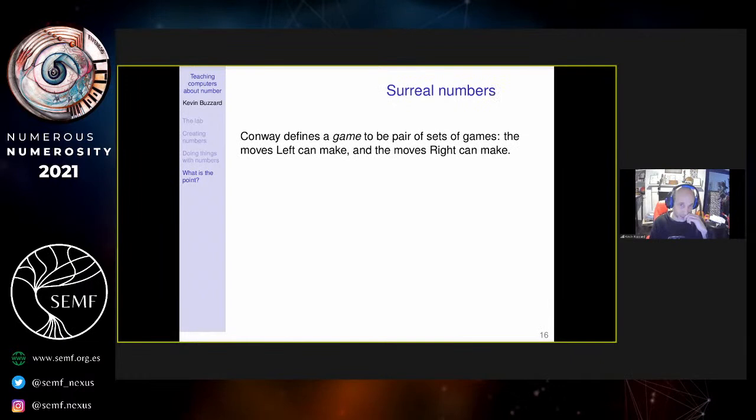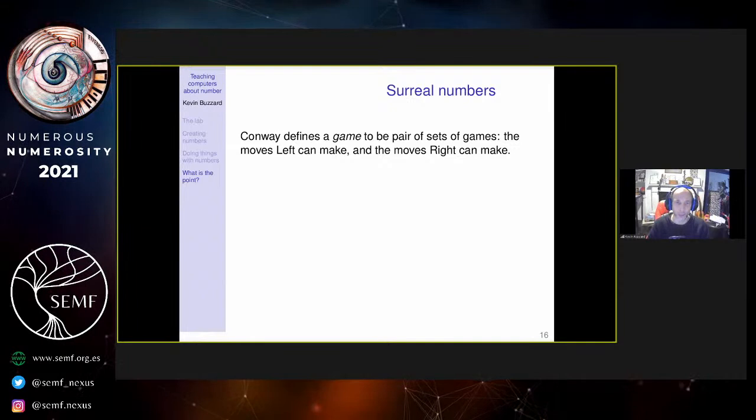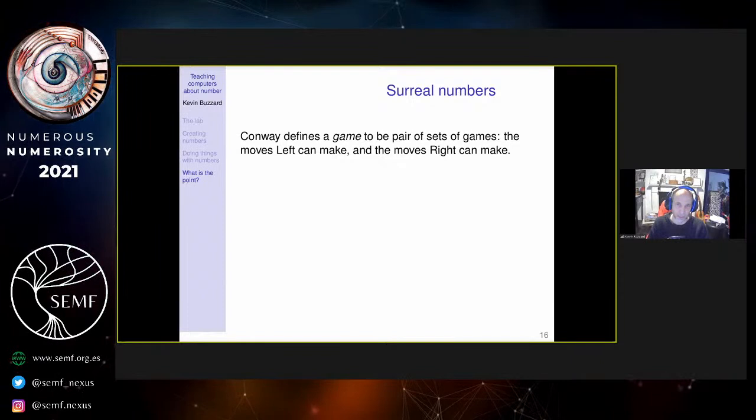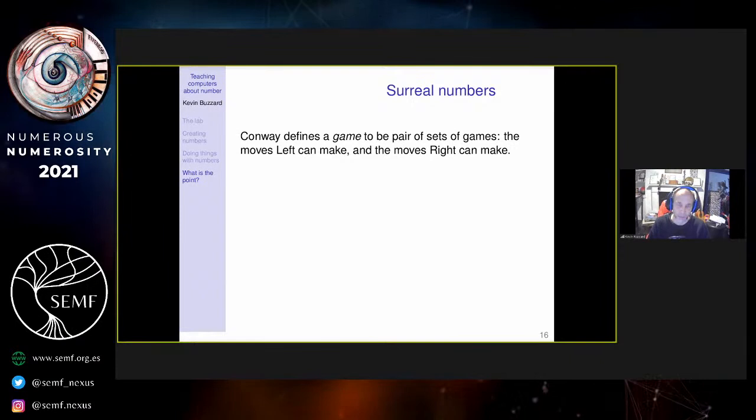So, for example, Conway defines surreal numbers. Conway defines a game to be the moves that Left can make and the moves that Right can make. He defines it recursively, the definition of a game. The idea is a game is a collection of games the first player can move to, and then another collection of games the second player can move to. Even if you think of a game as a position. And this is Conway's definition of game.